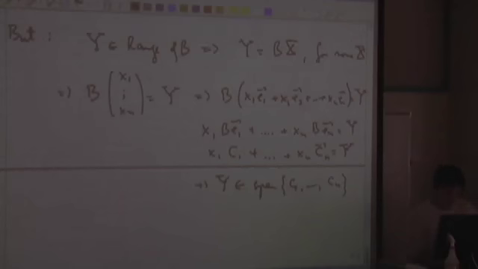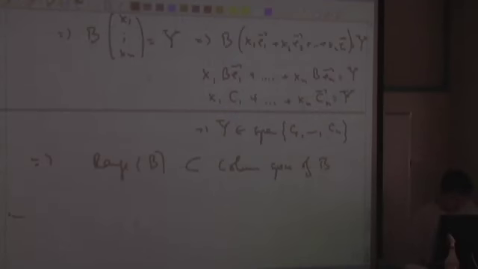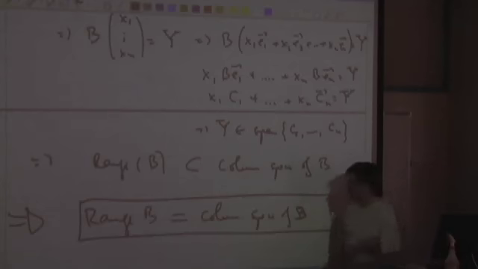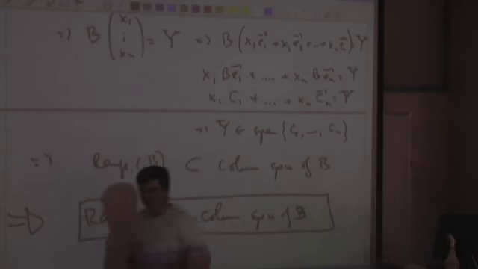So that's the column space, right? So this means that the range of B is included in the column space of B, right? So it means that the range of B is actually identical with the column space. Okay, we just proved that. I mean, if you've never seen this before, it's probably kind of a weird thing.